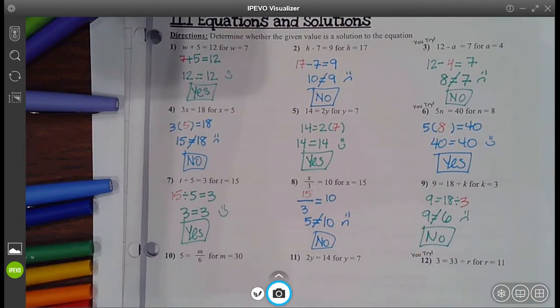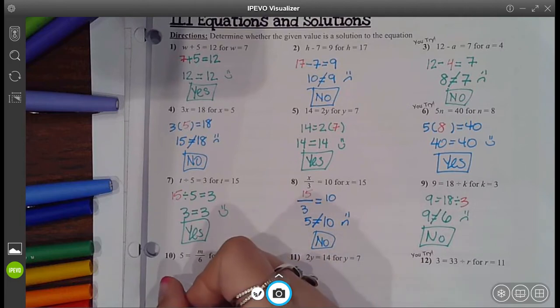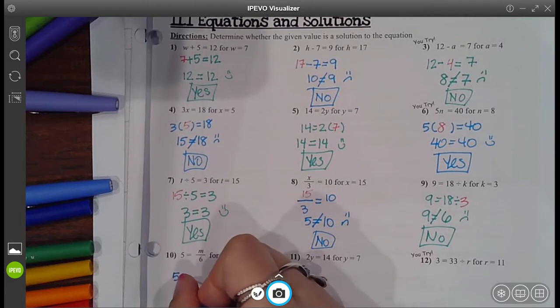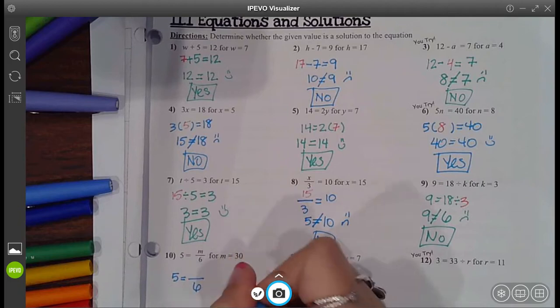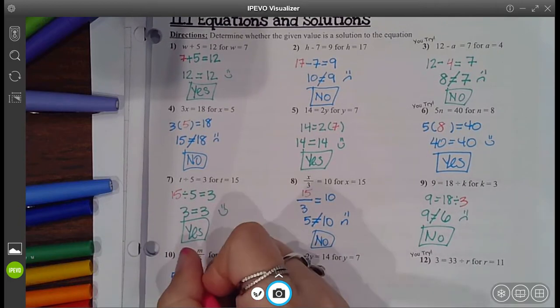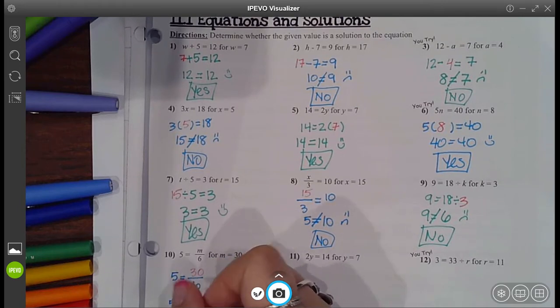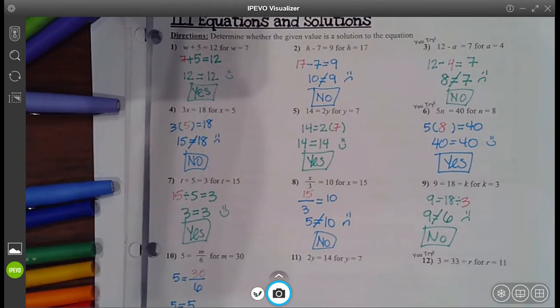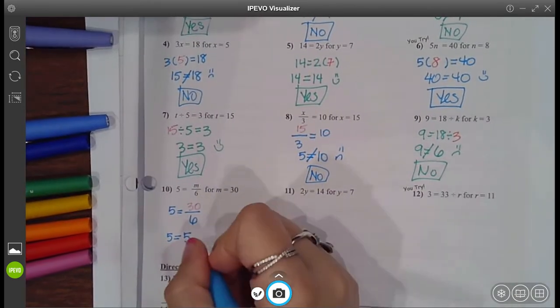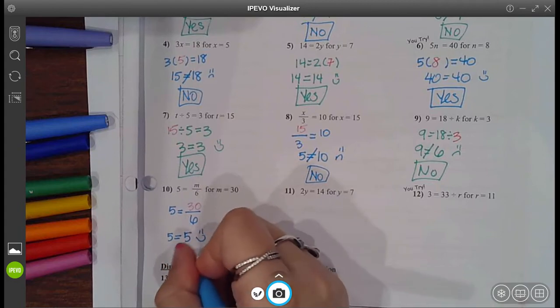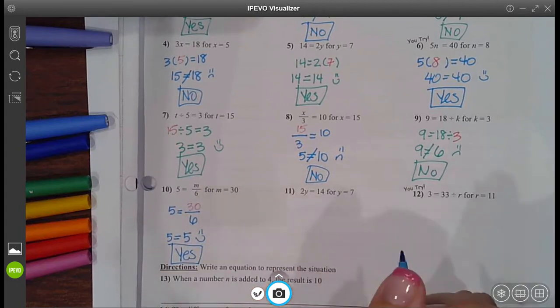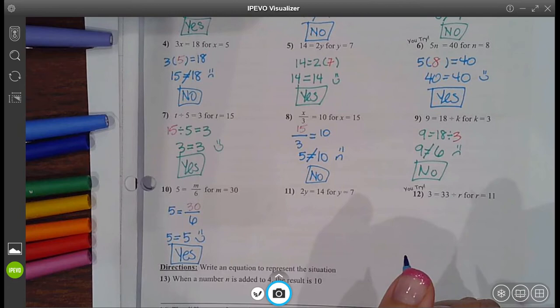All right. The next one says 5 equals something over 6. They think the correct answer is 30. So you're checking it for them. 5 equals 30 divided by 6 is 5. Is that a true statement? Yes. So then is that a solution? Yes. You're essentially checking the answer for them to see if it's the correct answer or not.